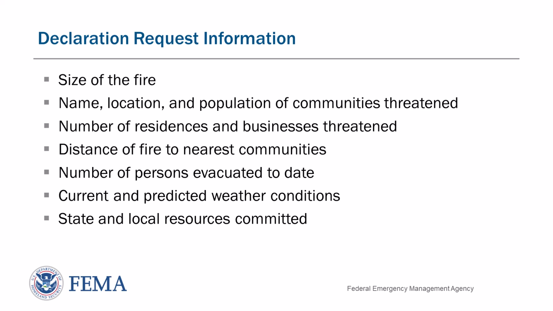For FEMA to apply the evaluation criteria in 44 CFR Section 204.21, the following information, if available, should be included in both the verbal and written request. The size of the fire, typically provided in acres. The name, location, and population of the communities threatened by the fire. Number of primary and secondary residences and businesses threatened by the fire. Also note that the monetary value of the residences and businesses threatened by the fire is not accounted for, only the number of residences and businesses.